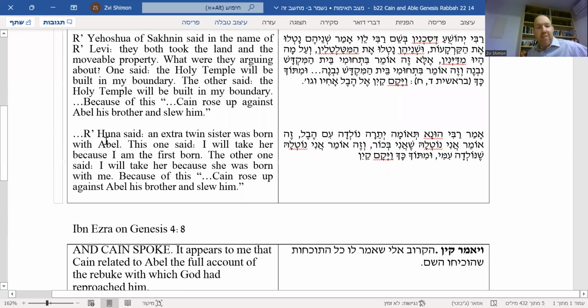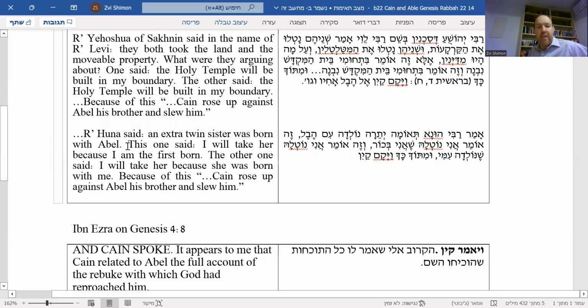And we skip to another opinion, a third one in this instance. Rabbi Huna said, an extra twin sister was born with Abel. What does that mean? The sages assume that each brother was born with a twin sister. That's to explain how they procreated. We must have females. So they said in the case of Abel, it was a triplet. There was Abel and two sisters.